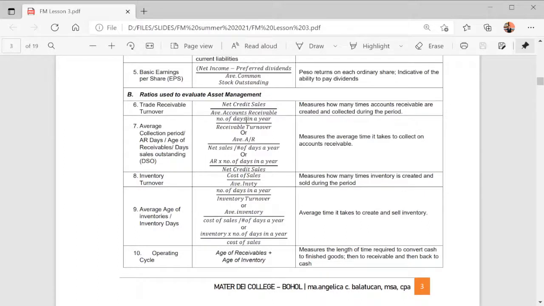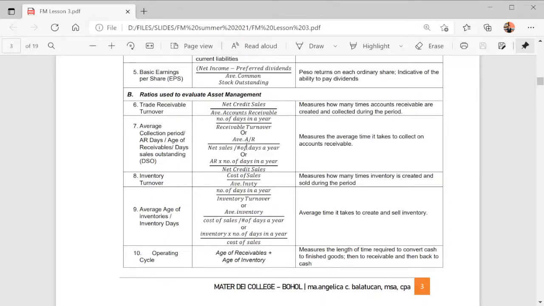It depends on the problem. If it states 360 or 365, that's the number of days in a year. In some books, they even use 350. They base it on the number of days their office is open, so they exclude the holidays. So it depends on what the problem states, whether it's 360, 365, or some other number of days. Then again, if the turnover is already given, you can use this formula immediately.